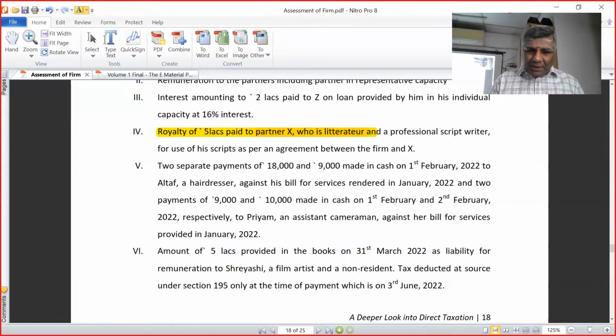And 2 payments of 9,000 and 10,000 were made on 1st and 2nd Feb to an assistant cameraman, allowed. Because it is not on a single day, the amount has exceeded 10,000. So the difference between the 2 payments is, the first payment is for 2 invoices, but on the same day it exceeds 10,000. The second payment is for 1 invoice only, but it is paid on 2 different dates so that it does not exceed 10,000.